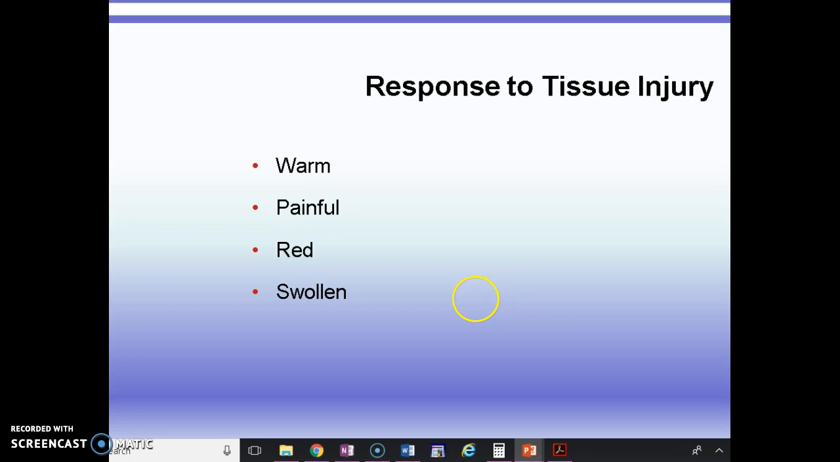The last part of this chapter talks about response to tissue and injury, and that would be inflammation. And these are the signs of inflammation. The area is warm, it's painful, it's red, and swollen.